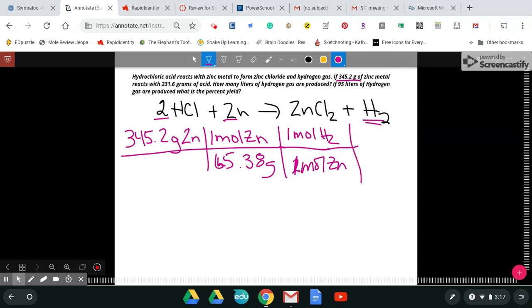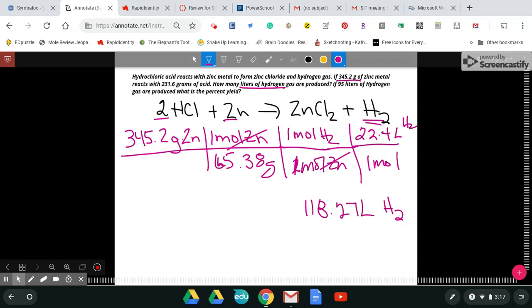Now, notice that it wants it in liters. So here I'm in moles of hydrogen. So I need to convert to liters, which would be 22.4 liters of hydrogen gas equals 1 mole. And when you multiply that all out, you should get about 118.27 liters of hydrogen gas.